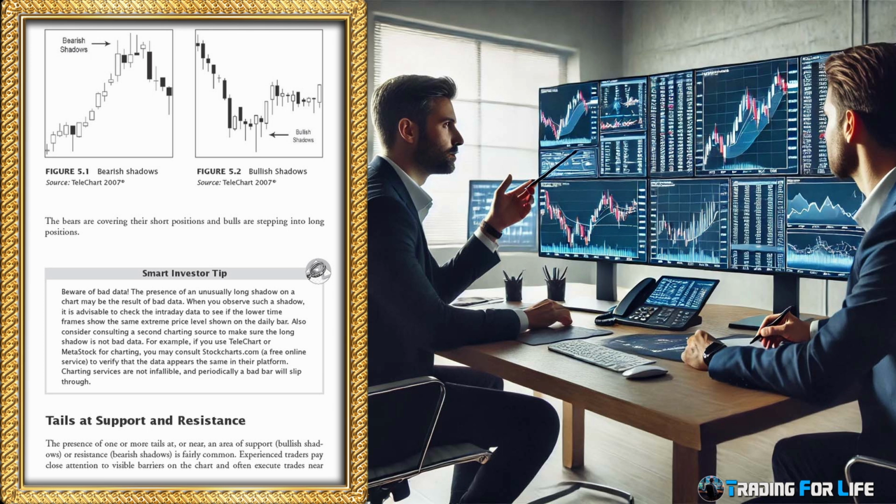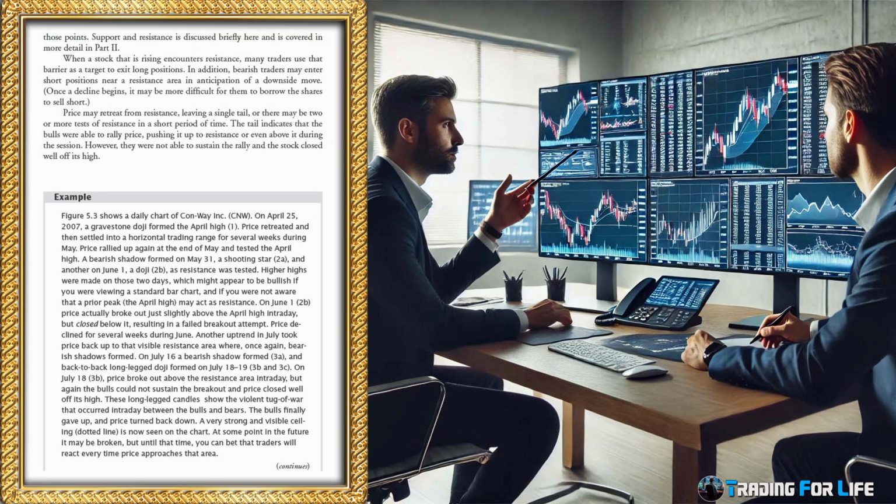Tails at support and resistance. The presence of one or more tails at or near an area of support, bullish shadows, or resistance, bearish shadows, is fairly common. Experienced traders pay close attention to visible barriers on the chart and often execute trades near those points. Support and resistance is discussed briefly here and is covered in more detail in Part 2.